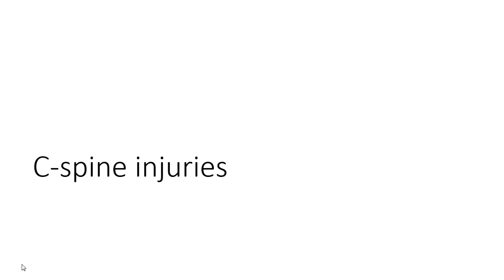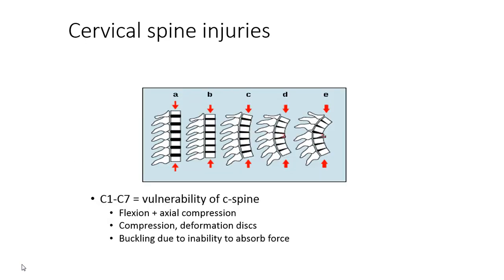Different types of C-spine injuries. The cervical spine is very vulnerable. The motions that it makes are flexion, extension, lateral tilting to the left and the right, and then rotation. Okay. The different types, probably the most common injury you would have is flexion and axial compression of the cervical spine, which is what this picture shows.